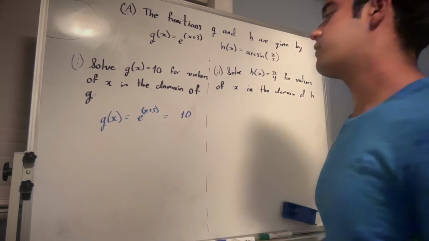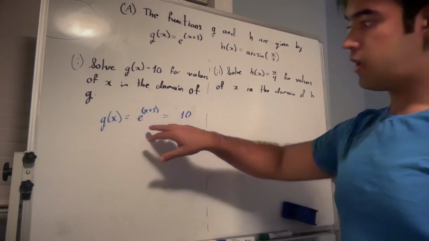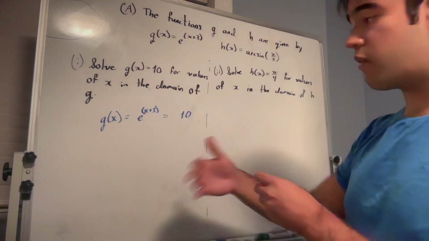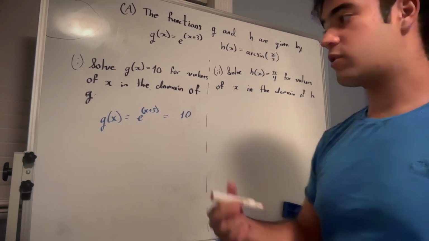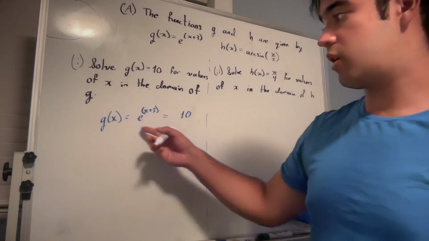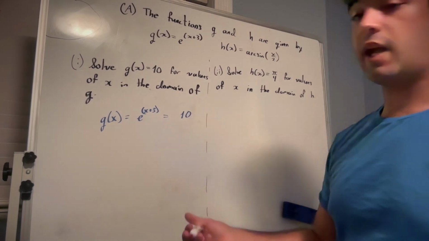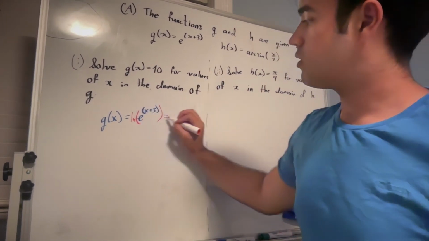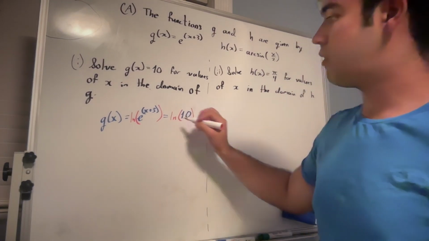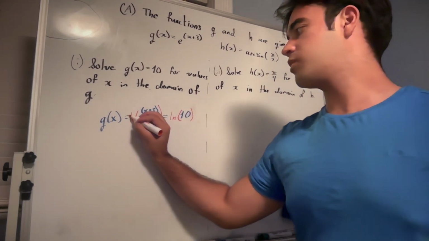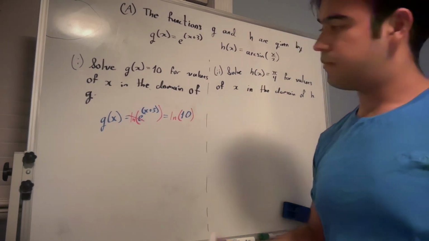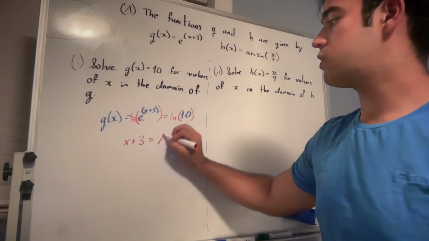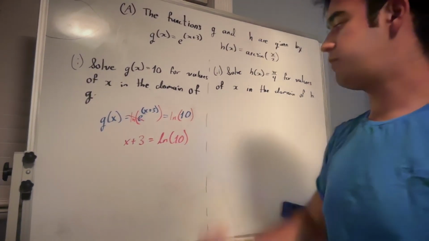From here, we have to think of how to isolate x. And given that x plus 3 is being raised as a power of e, we can use the natural logarithm, which is the inverse of the number e, in order to bring down that x plus 3. So if we make both parts of the equation the argument for the natural logarithm, we'll be able to cancel out ln and e, and we'll be left with x plus 3 equals ln of 10.